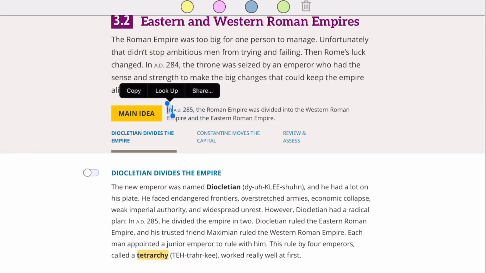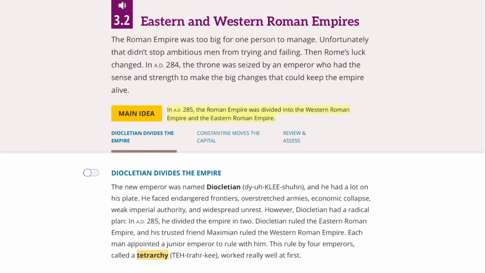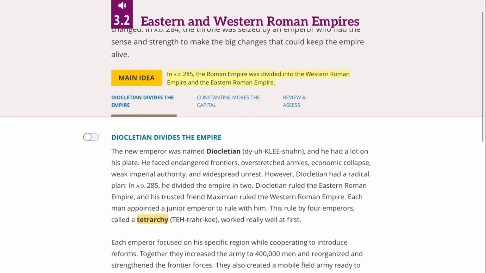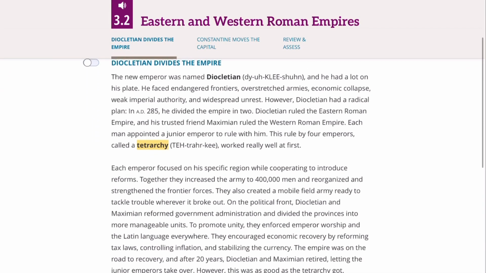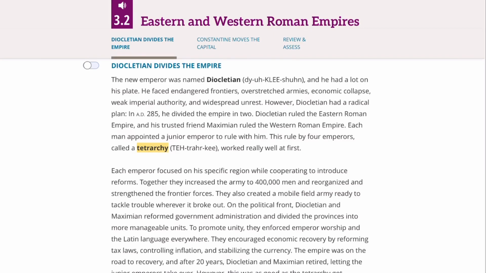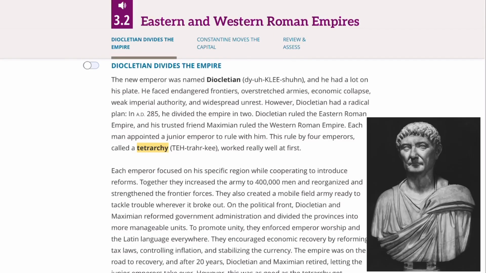So the main idea of this lesson is that in AD 285, the Roman Empire was divided into the Western Roman Empire and the Eastern Roman Empire. The emperor during this time was Diocletian, and he had a lot of responsibilities. He faced endangered frontiers, overstretched armies, economic collapse, weak imperial authority, and widespread unrest, which was discussed in section 3.1. That was the lesson before this.